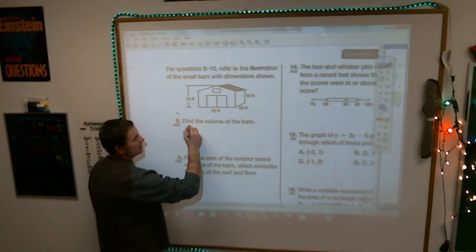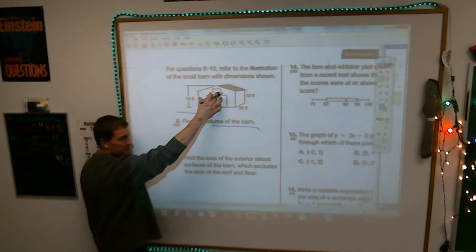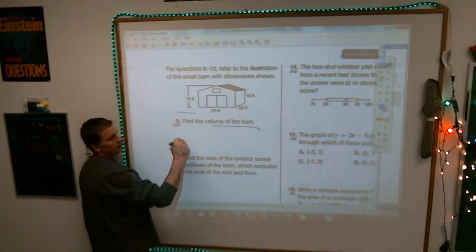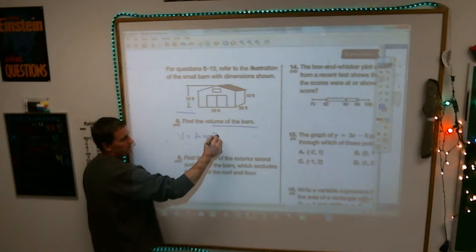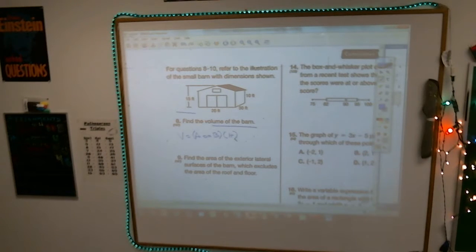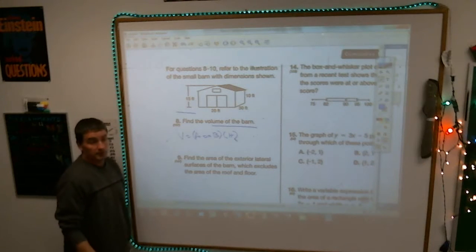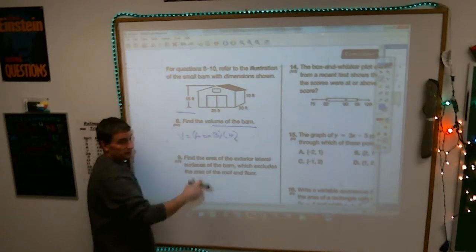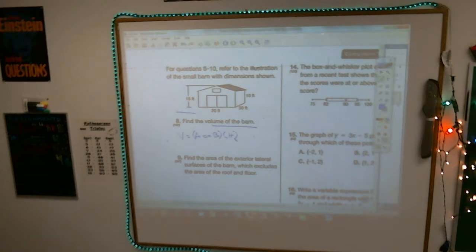Number 8, find the volume of the barn. This is not a rectangular prism, so you have to use the general formula: the volume equals the area of the base multiplied by the height. Then you just have to figure out what the base is. We talked about this, it's the loaf of bread theory. If your shed was a loaf of bread, what way would you slice it so that it's always the same shape?